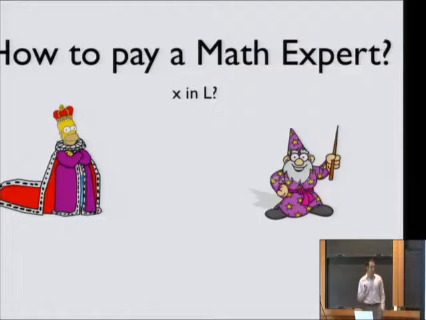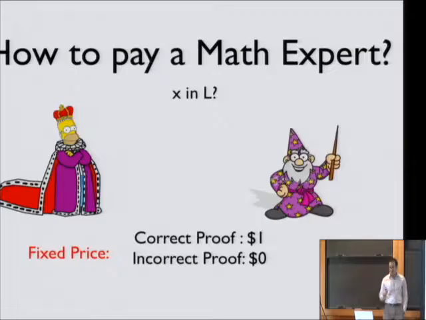But now, because of this betrayal by Merlin, Arthur says, I trust you even less. So if you give me a correct proof for a theorem, I'll pay you a dollar. But if you cheat me and I can't verify your proof, I pay you $0. And proving went on as usual for a few days. And Arthur and Merlin could prove any problems in PSPACE in polynomially many rounds and any problems in the Arthur-Merlin class in constantly many rounds.